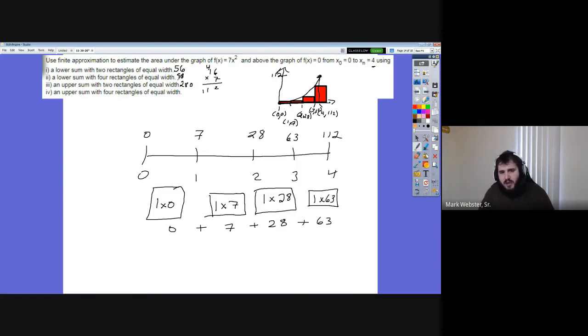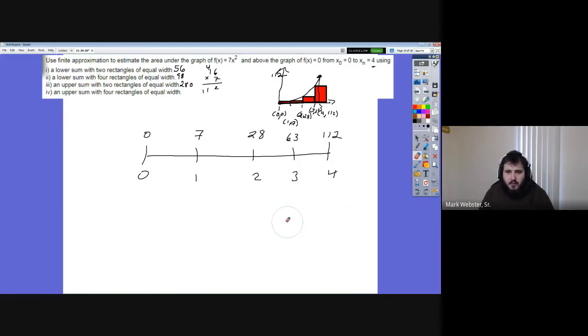Which is a little bit closer to the middle. Now let's see what happens when we do the upper sum. All right. So again, don't reinvent the wheel. Keep this information that we have so that we can do these problems and have them be easy.